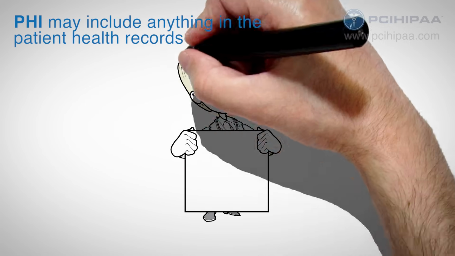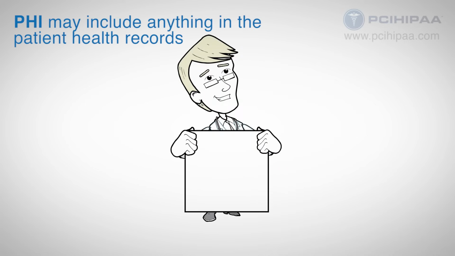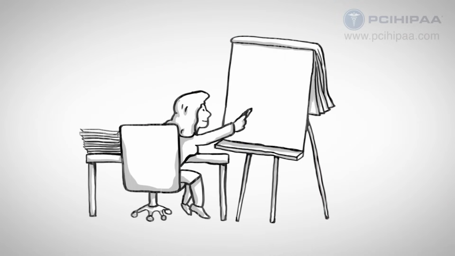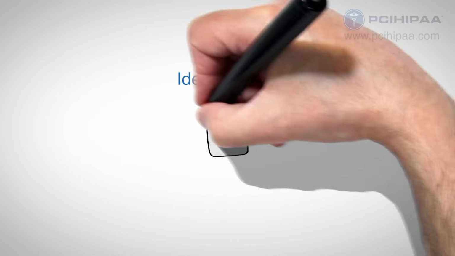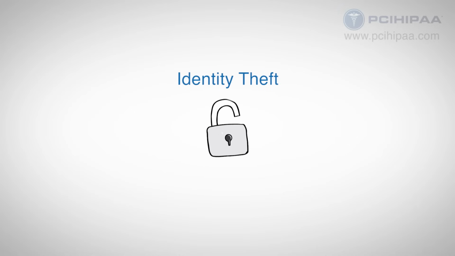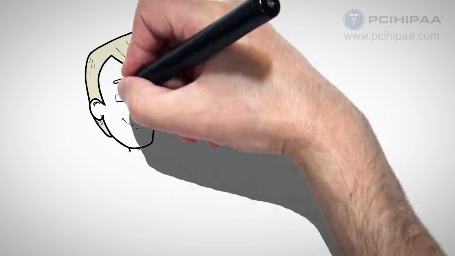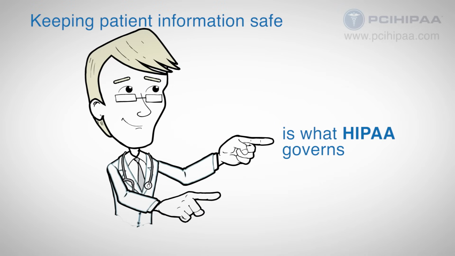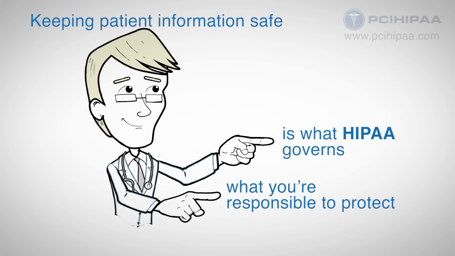PHI may include anything in the patient health records, such as lab results, medical history, images, and more. It also includes other patient information like names, birth dates, social security numbers, email addresses, and other information that can be used to create identity theft. It seems like every day we hear about another data breach. Keeping patient information safe is what HIPAA governs and what you are responsible to protect.